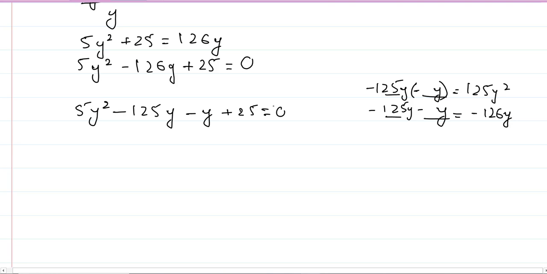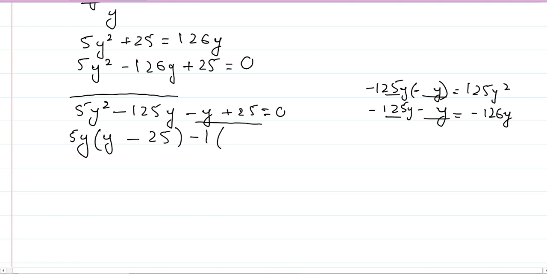You can use the quadratic formula over here too. It will be up to you which method you prefer. So now we just have to take common factors or factorize it. Over here we can factor out 5y and we will get y minus 25, and we can take negative 1 as a common factor here, and y minus 25 equals 0.